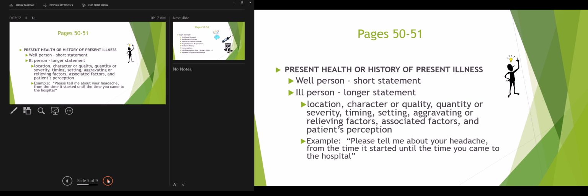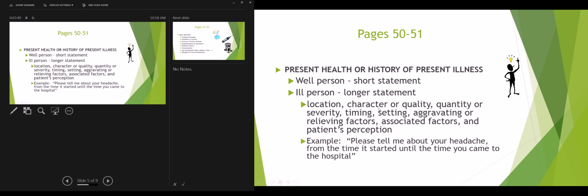Then we move on to the present health or history of the present illness. And this is covered on page 50 and 51 in your book. If this is a well person, again, it's going to be a very short statement, such as, I feel healthy today. I feel very healthy and active. If it's an ill person, it's going to be a longer statement. So it's just a general statement about how they feel their health is at that time.